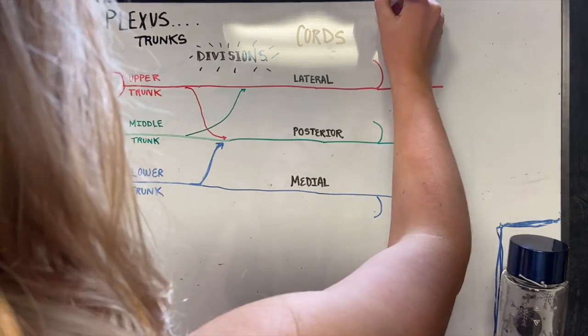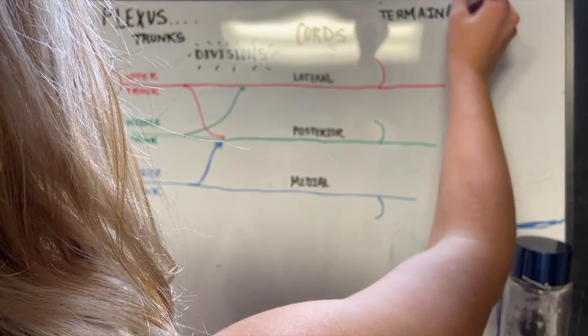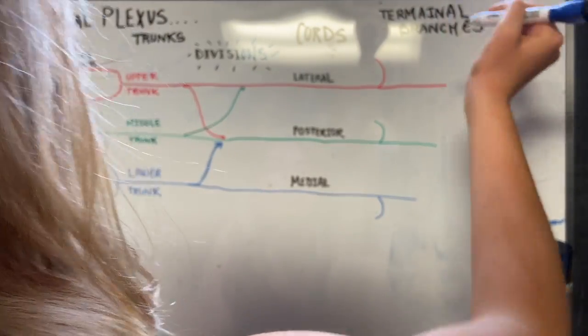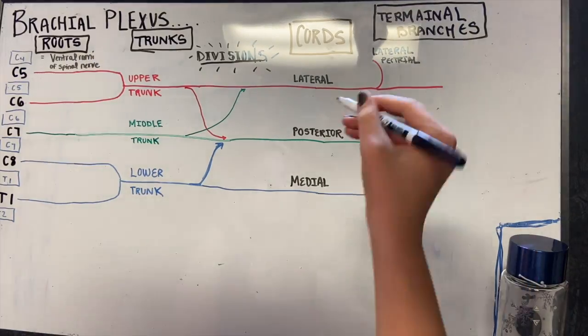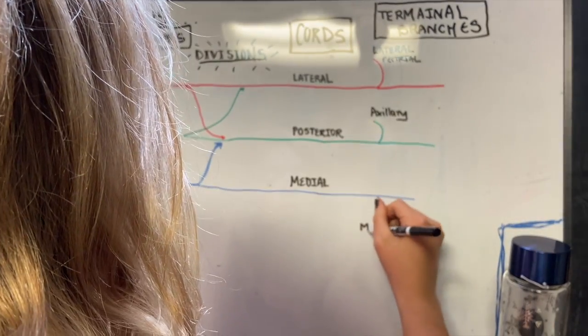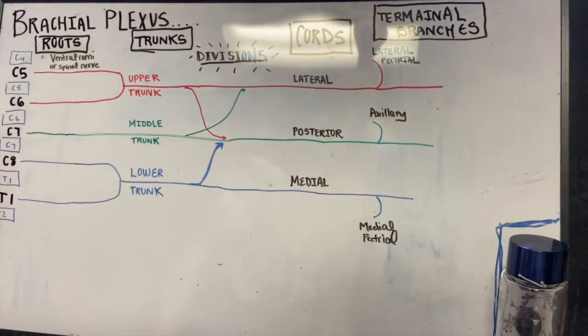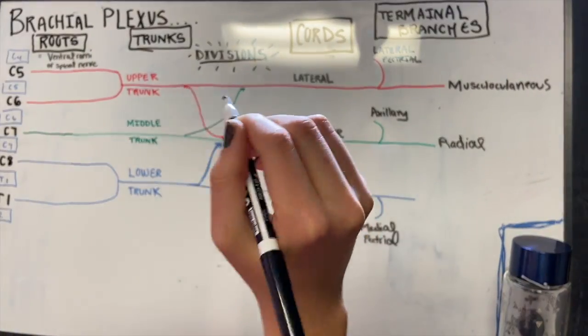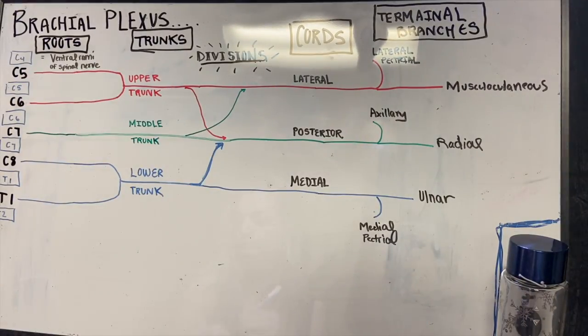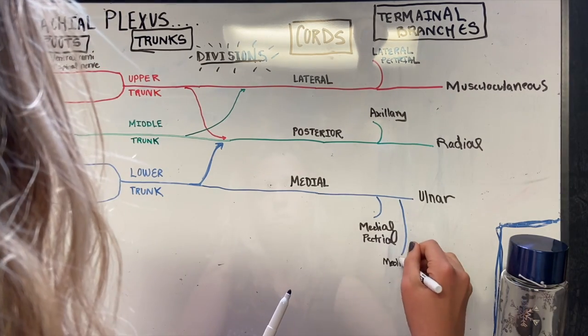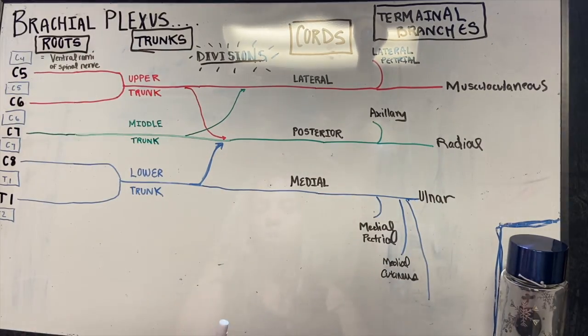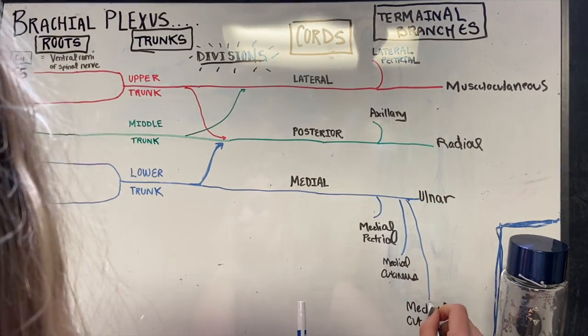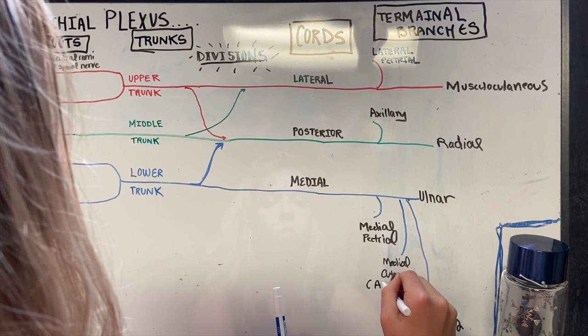The next step on our ride through the brachial plexus is the terminal branches. I'm going to start by doing the tails. So we did the lateral pectoral, the axillary, and then the medial pectoral. Next, we will go on to the more terminal ones, which is the musculocutaneous, radial, and the ulnar. But we don't stop there because we have our last final tail one, which is the medial cutaneous. And there's one for the arm and one for the forearm.